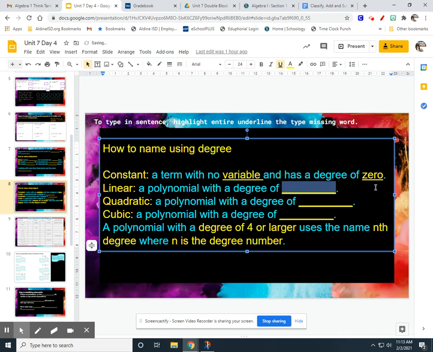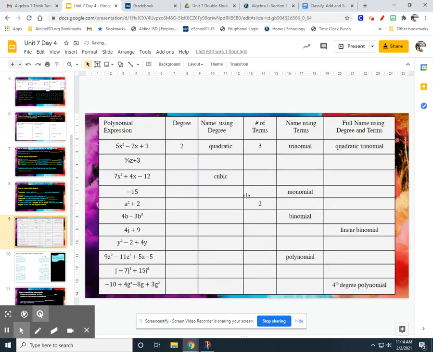This one would be a degree of 1 because there's one variable. This one would have a degree of 2, quadratic. Cubic would have a degree of 3, and anything that's degree of 4 or larger is just going to be n term, with n being the number. All right, so we're going to go to the next slide. Here's the next slide.